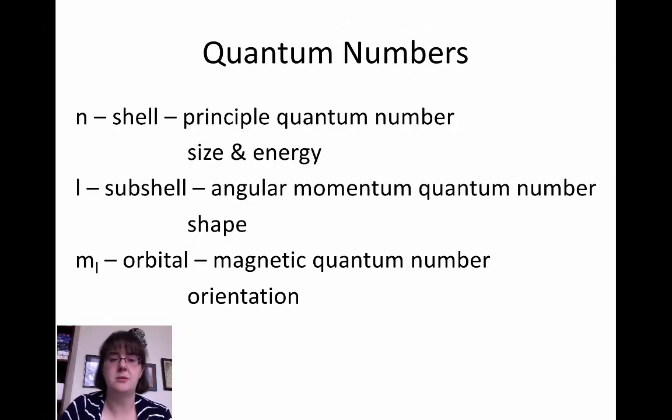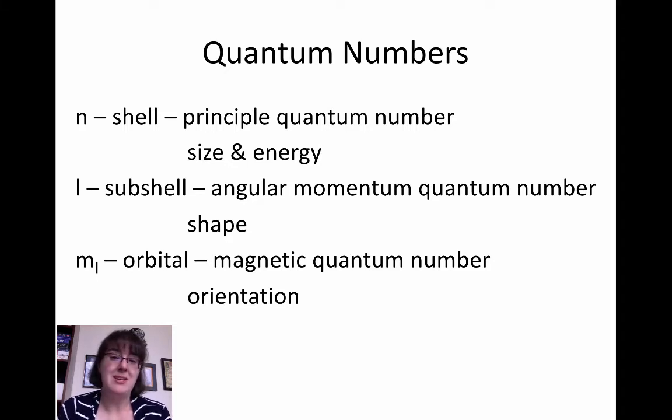So there's different quantum numbers. They all have names. They have different things that they will give you as far as shells, subshells, or orbitals. And there's different things in space they relate to. So size and energy, shape, orientation. These all give you kind of like an address. So N might tell you the state that you're in, L might tell you the street, and M sub L more or less gives you the address of a house.